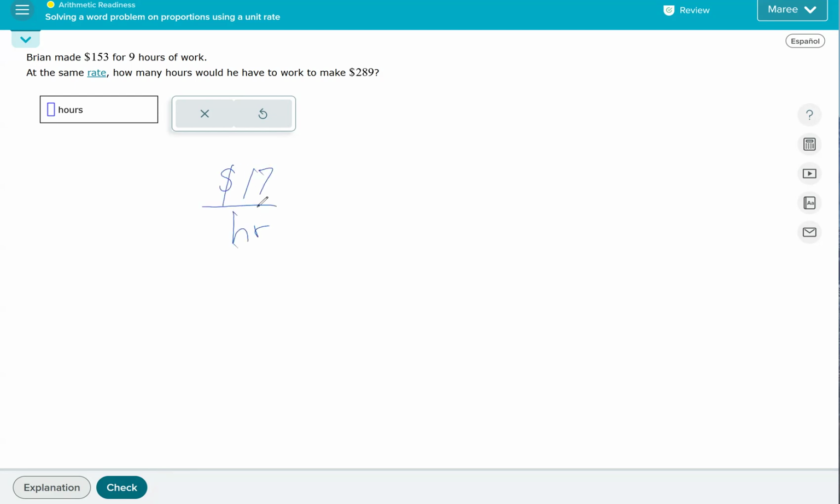If we want to know how many hours you would have to work to make $289, however many hours it is, we're going to multiply it by 17 to get to 289. So we're going to do 17 times however many hours, and we get $289, which means we need to divide by 17. So we take 289, divide by 17, and we get 17. So he would have to work 17 hours.